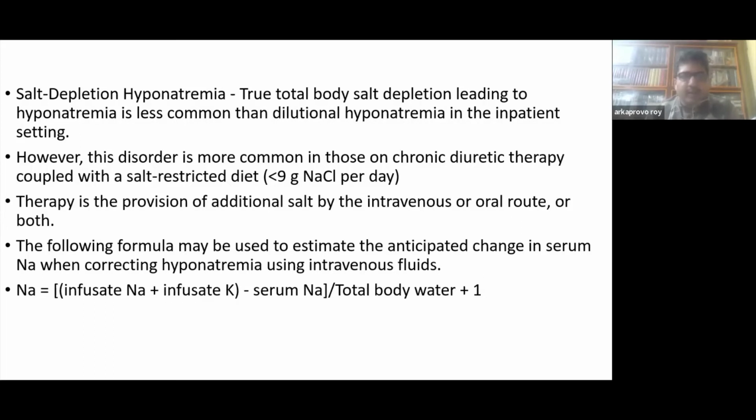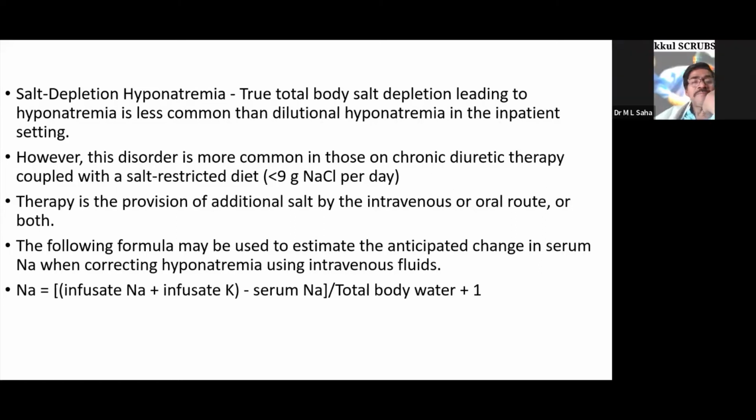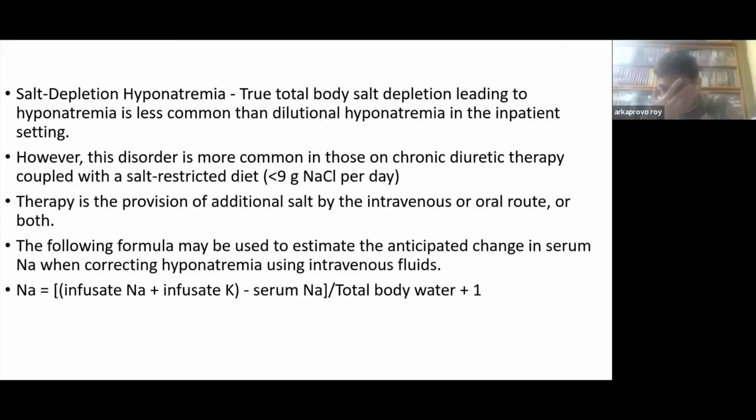The following formula may be used to estimate the anticipated change in serum sodium when correcting hyponatremia using intravenous fluids. That is, change in serum sodium equals infused sodium plus infused potassium minus serum sodium, divided by total body water plus 1. This formula can also be applied for a total fluid and electrolyte balance. So some correction factor may be needed that I will talk about later on.